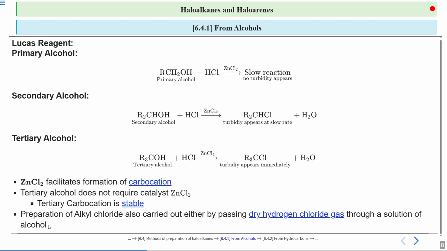Preparation of alkyl chloride is also carried out either by passing dry hydrogen chloride gas through a solution of alcohol. Okay, so you can even prepare the alkyl chloride by passing dry hydrogen chloride gas, HCl gas, through a solution in which alcohol is present. Then you can also prepare the alkyl chloride.